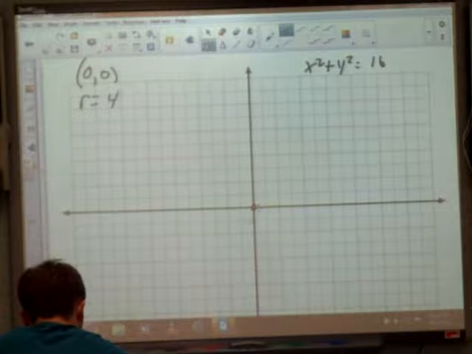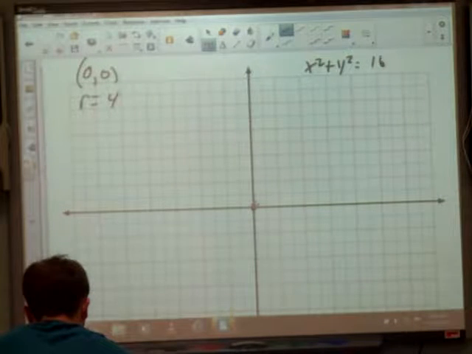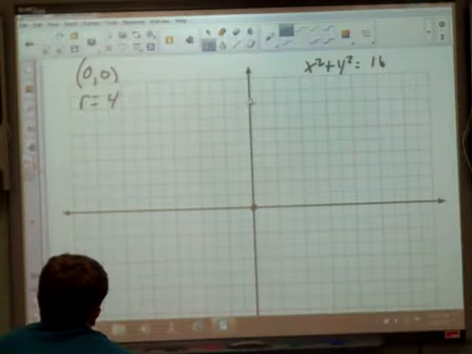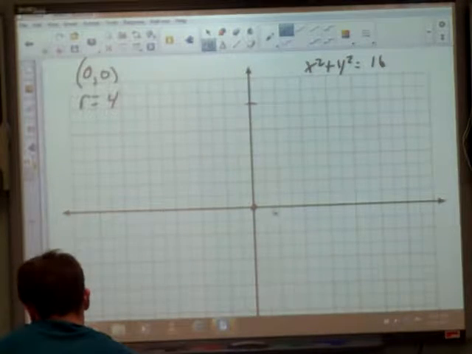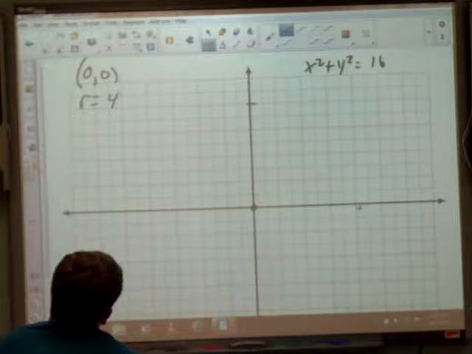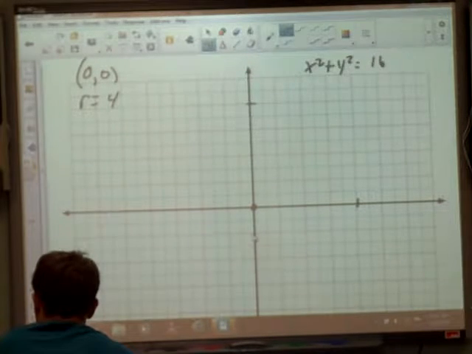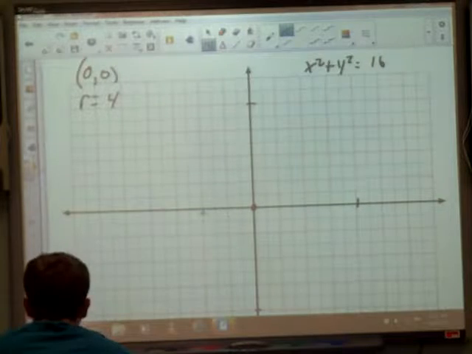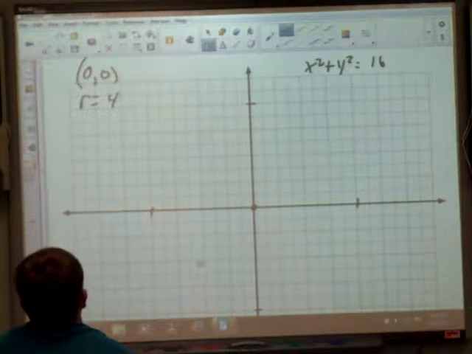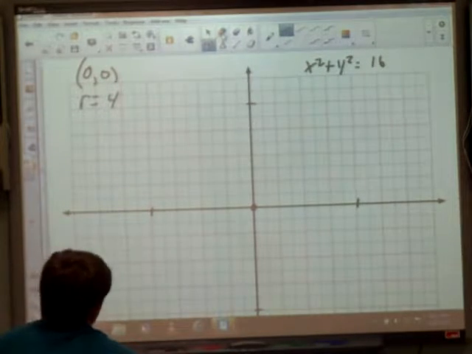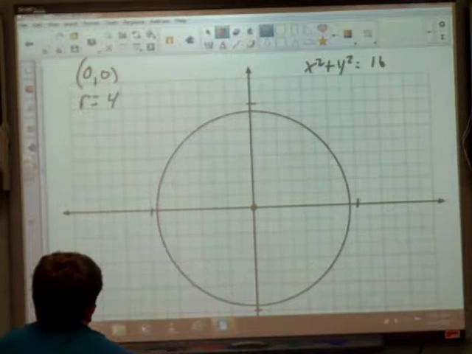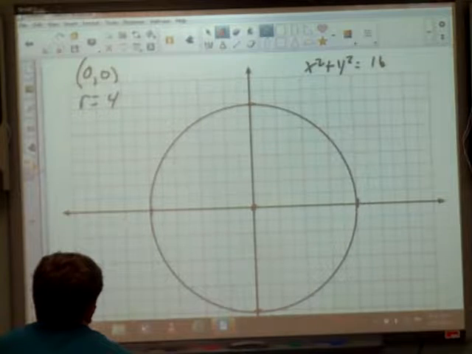What I do when I have to graph this, and a good idea for you, is to go 4 units, 1, 2, 3, 4, in every direction and make a little tick mark so you'll know what you've got to go through. This is going to be a giant circle, the way I drew it. I know I'll have to hit those points.